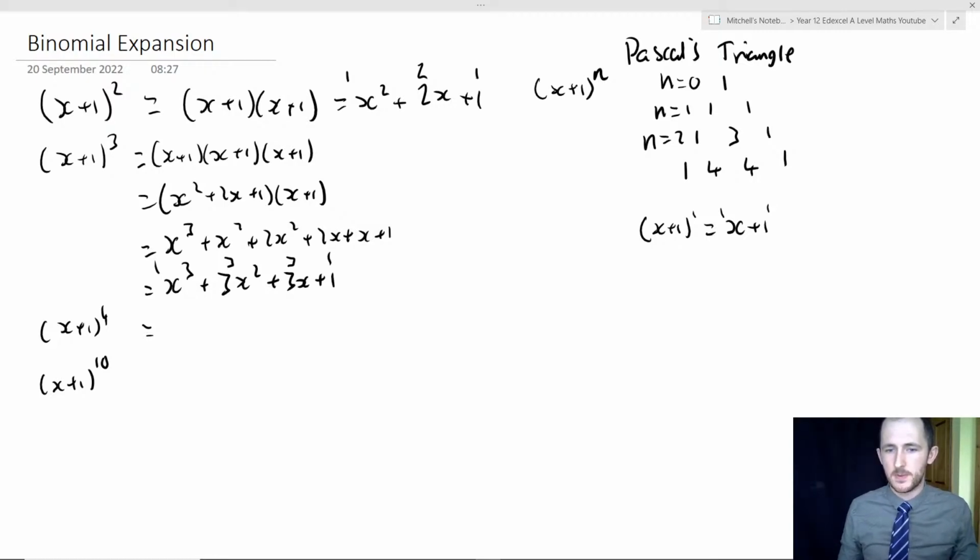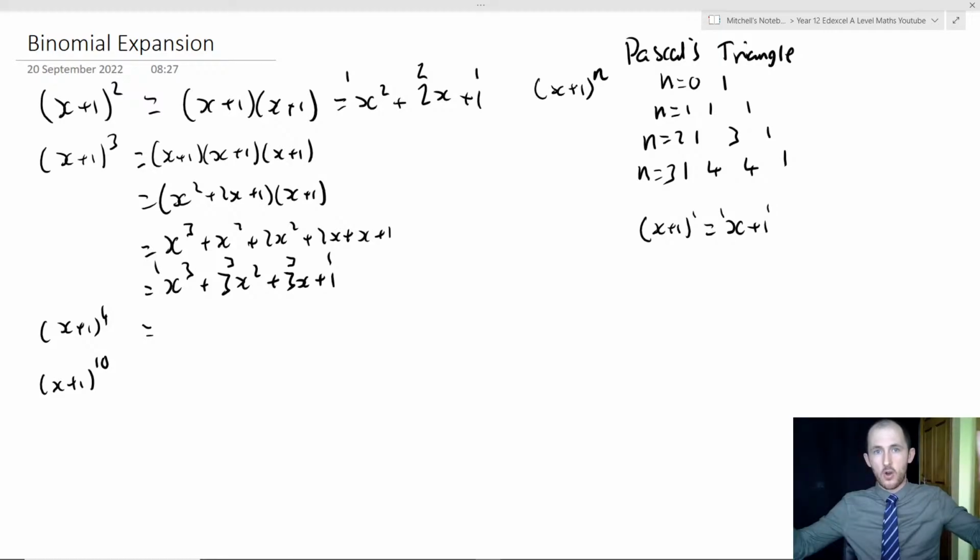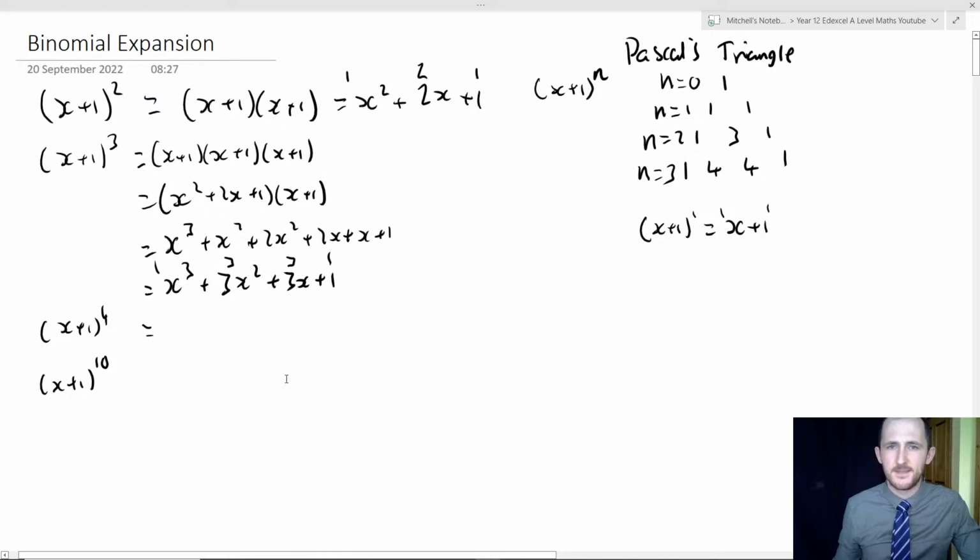Now, as you can imagine, if we're doing x to the power of 10, we have to go 11 rows deep. That's pretty tricky, right? Like if we kept going, it'd be longer and longer and longer, and we'd get some ridiculously long row. And obviously if you're in an exam and they ask you to expand (x + 1) to the power of 10, you don't want to do that. Okay? So instead, there is something else that we can do. Okay? And there is a button on your calculator that says nCr.